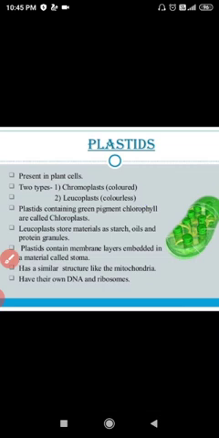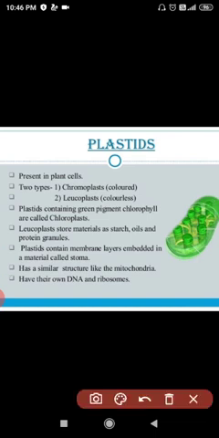So the next point says that plastids containing the green pigment chlorophyll are called chloroplast. So those plastids that have the green color pigment in them are called chloroplast. And leucoplast store materials such as, what are these materials? Starch, oil and protein granules. Okay, what are they storing? They are storing starch, oils and protein granules.